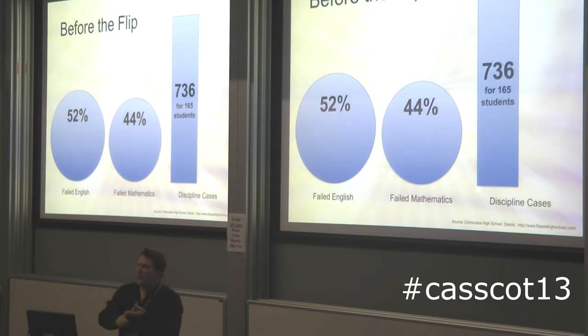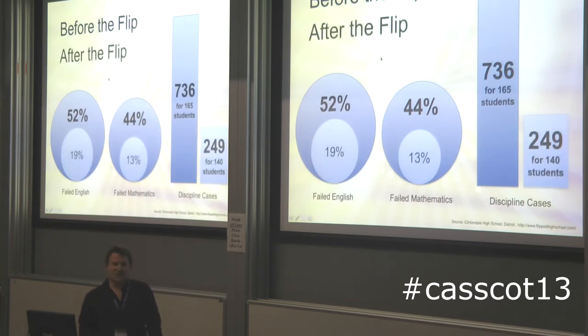This is a school where they have 75% free school meals, just outside Chicago. And this is basically their statistics before they did flipped learning. So these are the kids that are failing English and mathematics, and the number of discipline cases that they have. Kids aren't engaged with the curriculum, they're not interested. They're going off because they're bored, because they're sat in rooms not engaged in active learning. They're just sat. When they flipped their classroom, these are the results that they saw.